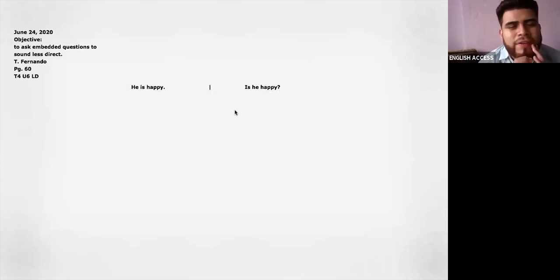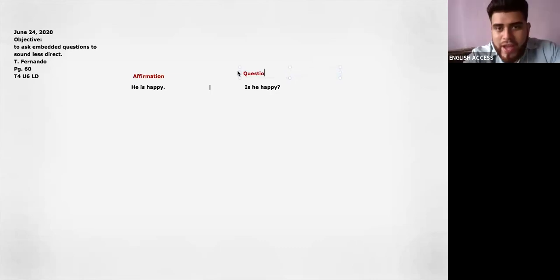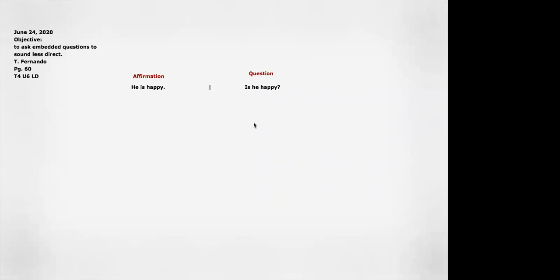Okay, what is the difference between the clause on the left and the clause on the right? What is the difference? One is confirm you're happy, and the other one is question if you are happy. All right, I like what you said. Basically, this one is an affirmation, right? It's an affirmation. And this one over here is a question, right? You're asking. Yes, one is an affirmation and one is a question.